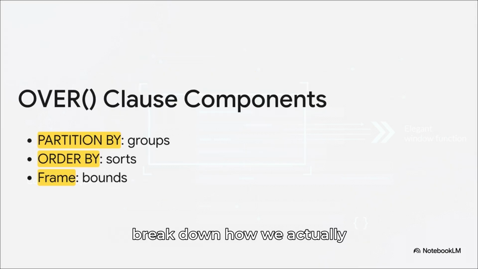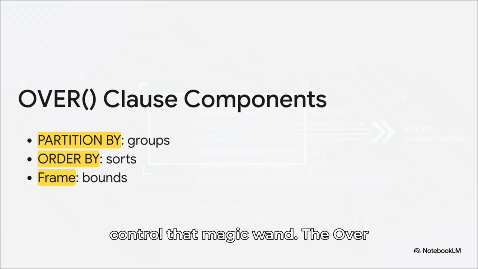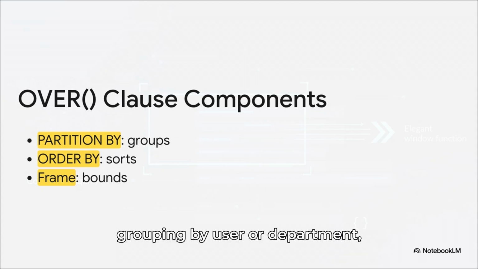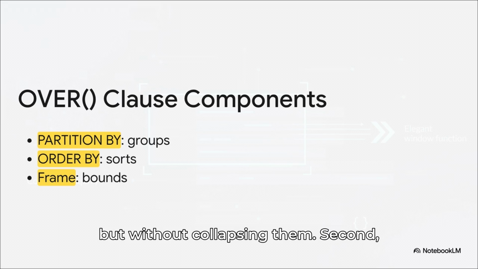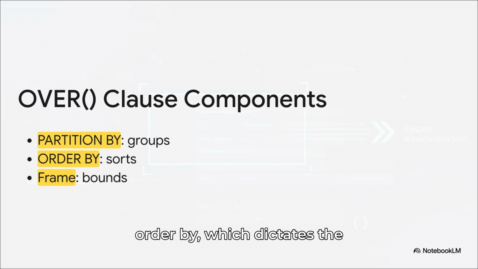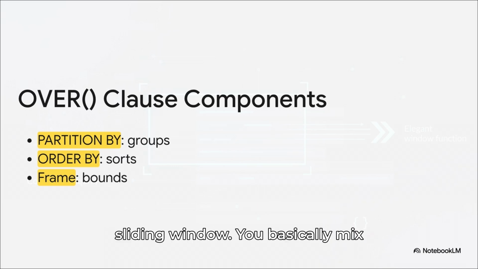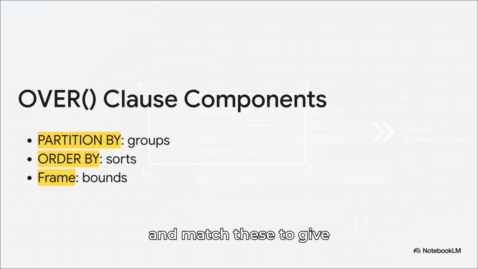Let's break down how we actually control that magic wand. The over clause has three core components. First up, partition by, which logically groups your rows together, like, say, grouping by user or department, but without collapsing them. Second, order by, which dictates the sequence of the rows within that partition. And third, the frame, which sets the exact physical or logical bounds of your sliding window. You basically mix and match these to give the database engine its exact marching orders for that single pass.